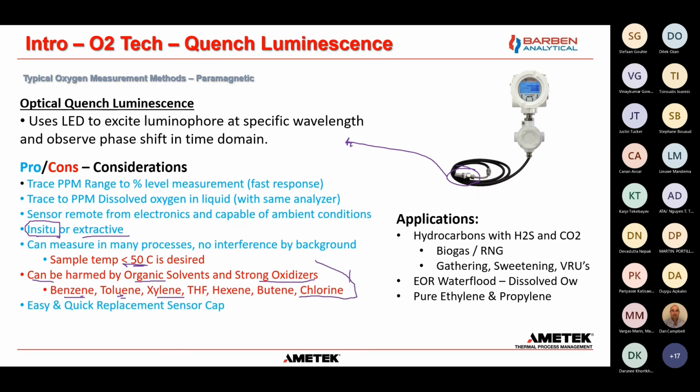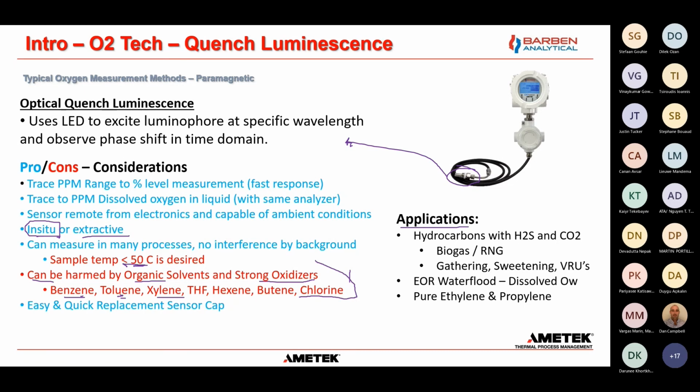But when we don't have those things, the thing works extremely well for trace level measurements, and it can do very well with regards to replacing some of the E-Chem that is in applications that have some of the poisons, such as the H2S and the CO2. So this does very well. The applications we'd say where this guy shines are hydrocarbons with H2S and CO2.